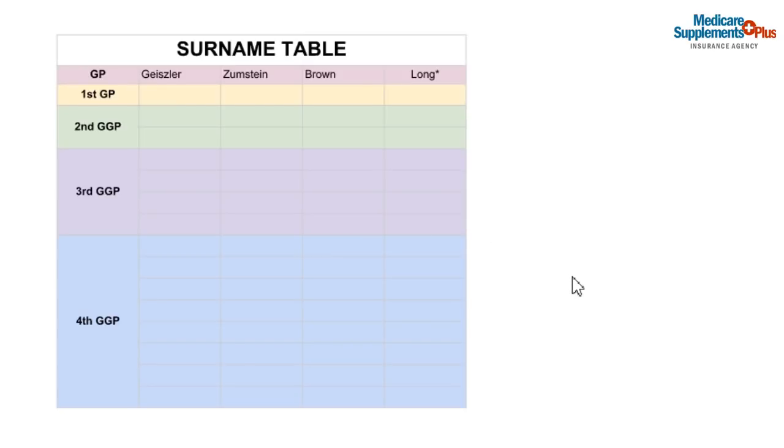And whenever you have an adoption, what you want to do is put a mark of some kind. So this is my grandmother. Her adopted last name is Long. I'm not entirely sure what her biological father's last name was and what hers should be. So Long is going to get an asterisk to let me know I really don't need to be looking for Longs. But then you see the Geisler, Zumsteins, and Browns.